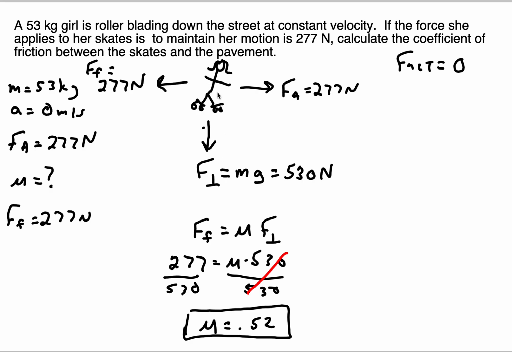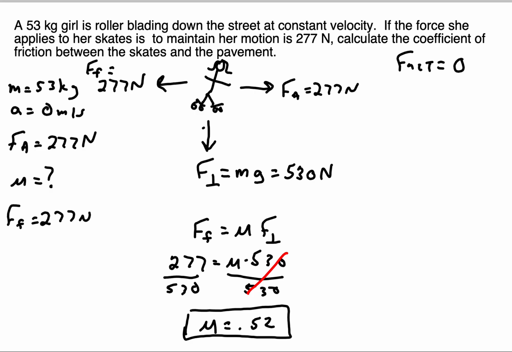So if this were me instead of this girl, mu wouldn't change, right? If I was wearing the same skates, skating on the same street, but the friction force would get bigger because I happen to weigh more than 530 newtons. Just a little more. Okay? So hopefully you guys feel okay with these types of problems. There'll be these types of problems, and then there'll be our incline problems. But that's all of the problems I could give you on the test.